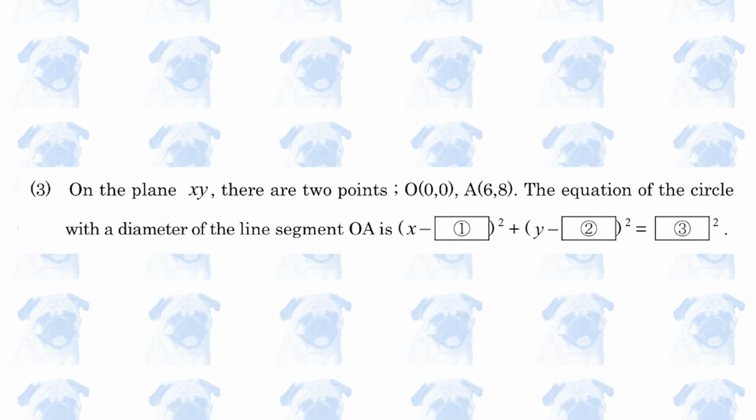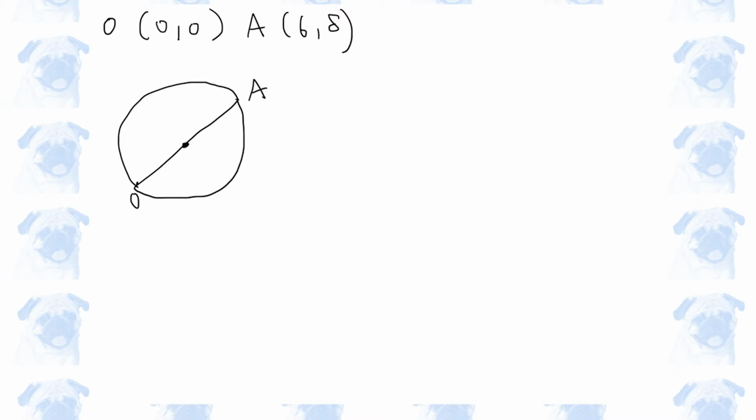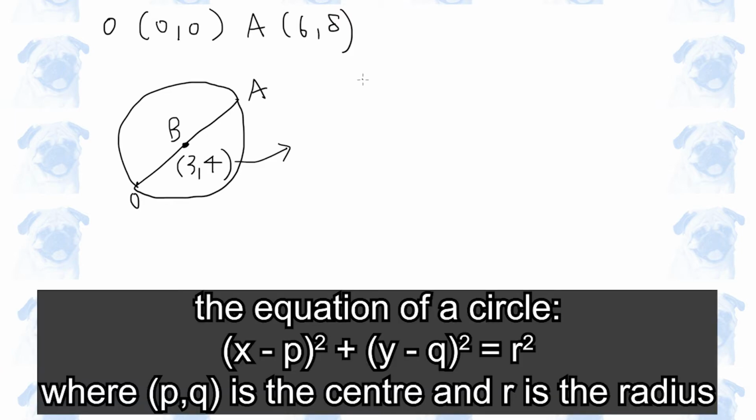Section 1, Number 3. So in this question we have 2 points, O and A, and OA is the diameter of this circle, and we need to find the equation of this circle. So let's first of all define the center of the circle as B, and the coordinates of the center must be (3, 4). So based on this information, we know that the equation looks like this: (x minus 3) squared plus (y minus 4) squared.